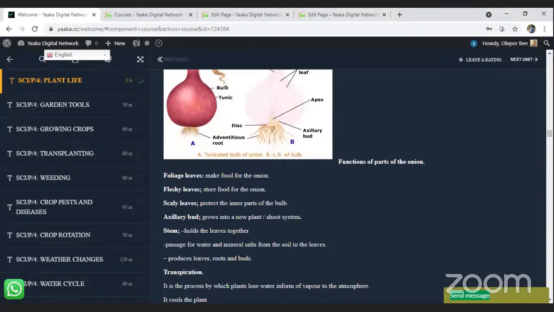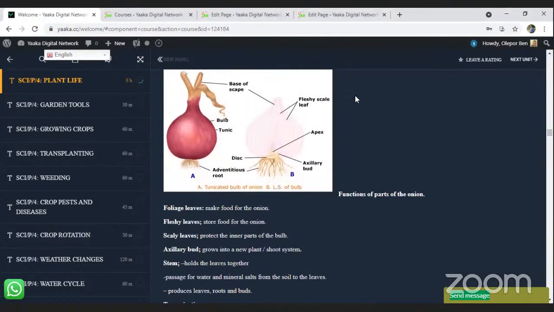These are parts of an onion. I don't know if you drew it very well. There is a part that you said, foliage leaves. Foliage leaves are the top leaves. They are always green in color. They are supposed to be here or here, green in color, because this one also grows underground. So the leaves are always on top here. The leaves are green in color, so they are called foliage leaves. These foliage leaves are responsible for making food for the onion.